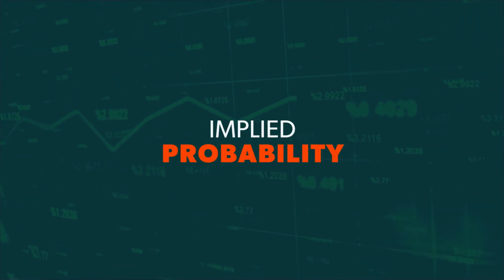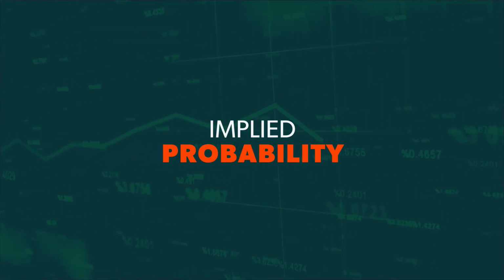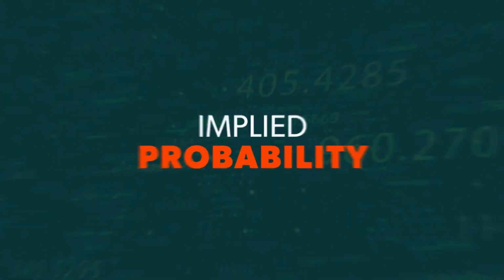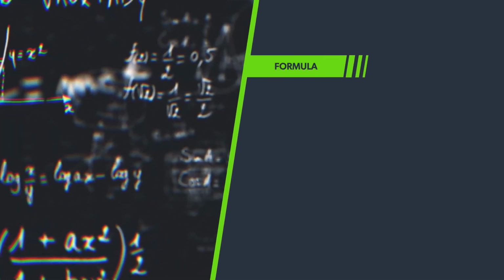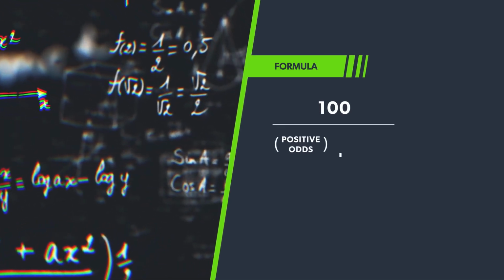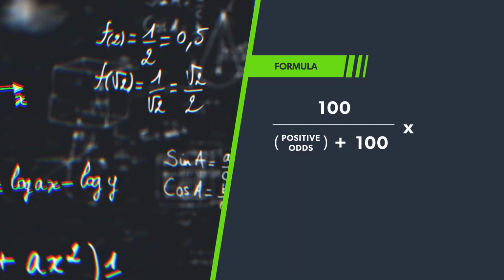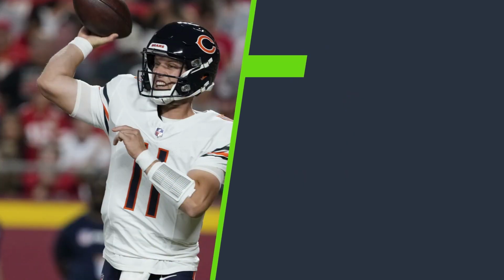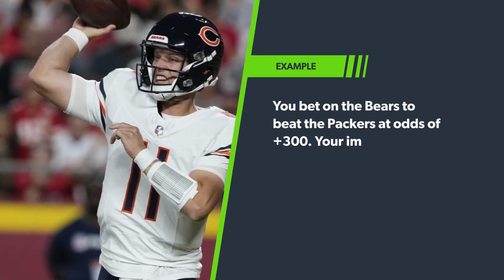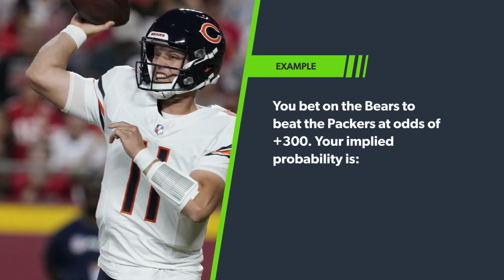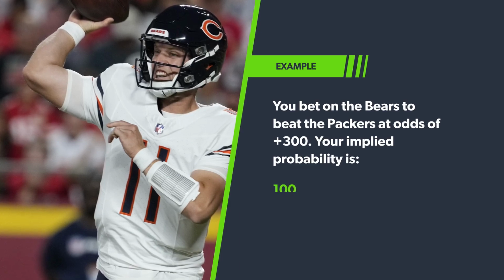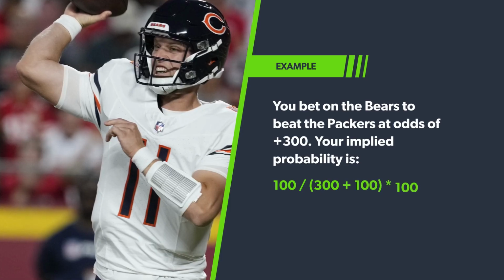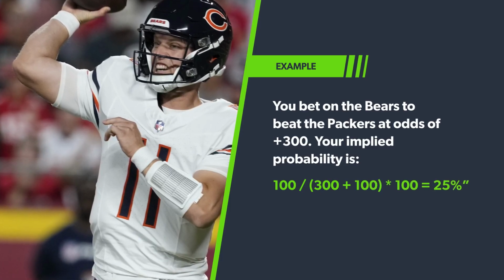Converting the odds into implied probability will help you realize if the odds are in your favor. Here's how you get the implied probability. First, use this formula for positive odds. 100 divided by positive odds plus 100, multiplied by 100, equals the implied probability. Let's say you've placed a bet on the Bears to beat the Packers with odds of plus 300. Your implied probability using the formula would be 100 divided by 300 plus 100, multiplied by 100, resulting in 25%.